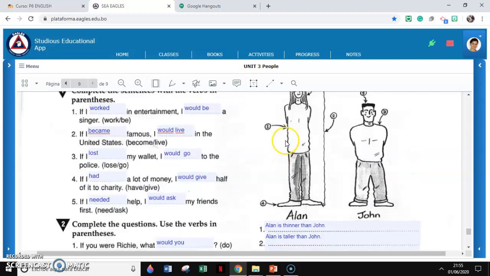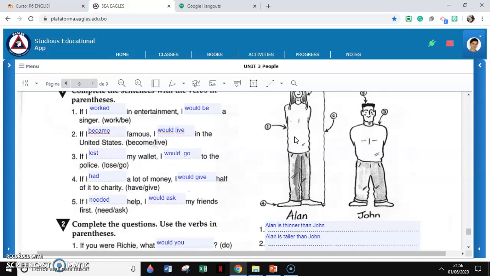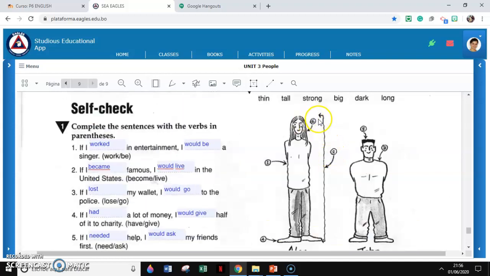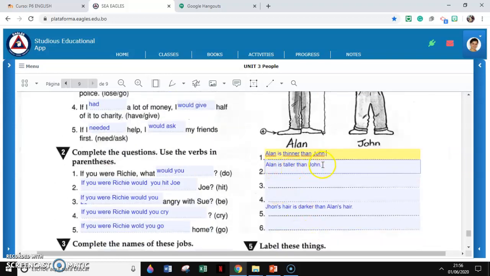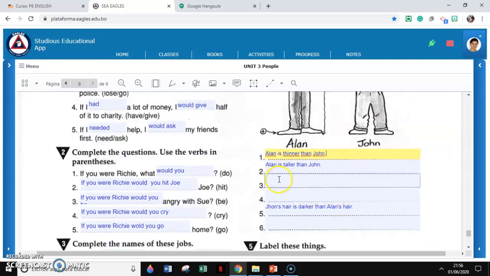So now we're going to compare them. In number 1, look at number 1. It's pointing out to Alan's body, right? So Alan is thinner than John. In number 2, it's pointing out to how tall Alan is. So Alan is taller than John. Yes, it's taller.